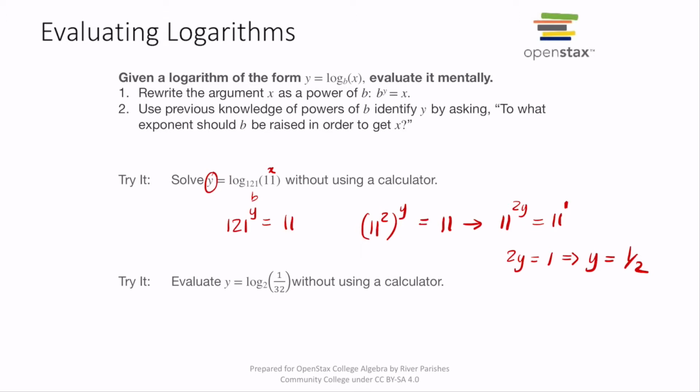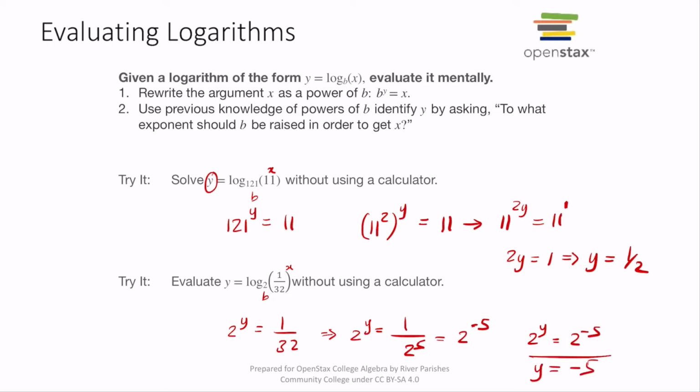So use the same principle for the next one. This is b here, again this is x and y. So we have b to the power y equals x. So 2 to the power y equals 1 by 32. 32 can be written as 2 to the power of 5. So 1 over 2 to the power of 5 can be written as 2 to the power negative 5. So 2 to the power y equals 2 to the power negative 5. The bases are the same, so the exponents must be the same. So y equals negative 5. So this is how you can evaluate logarithms.